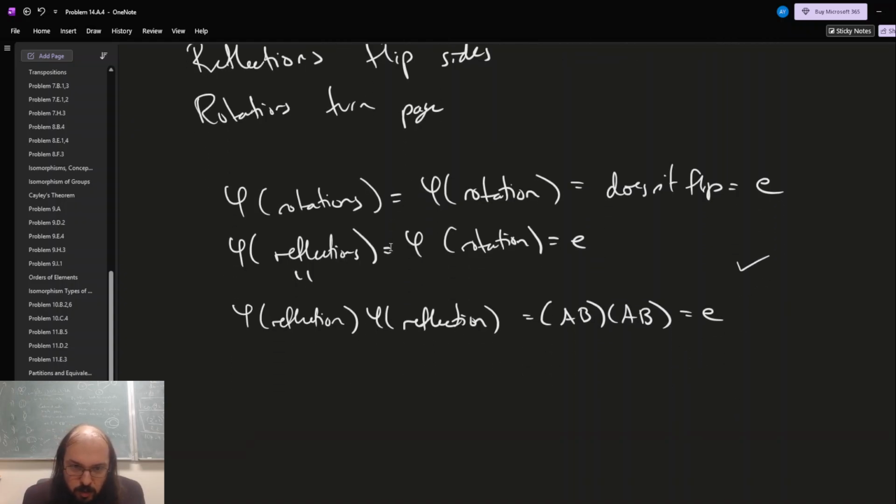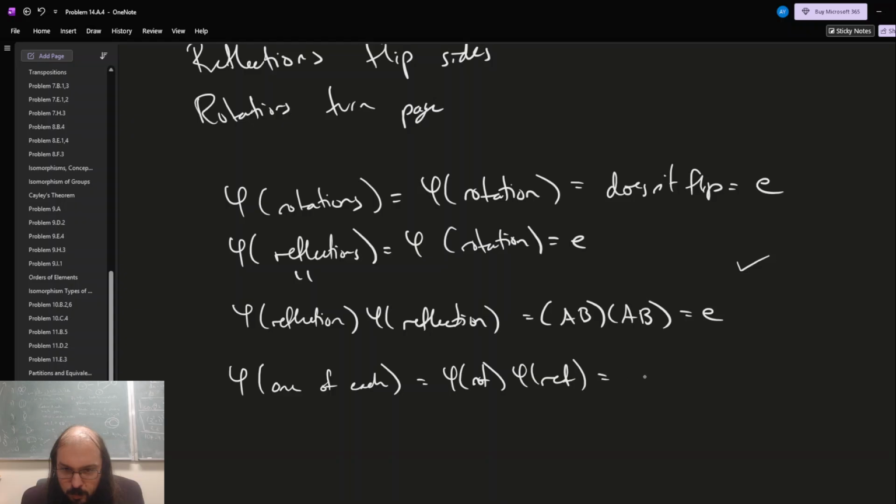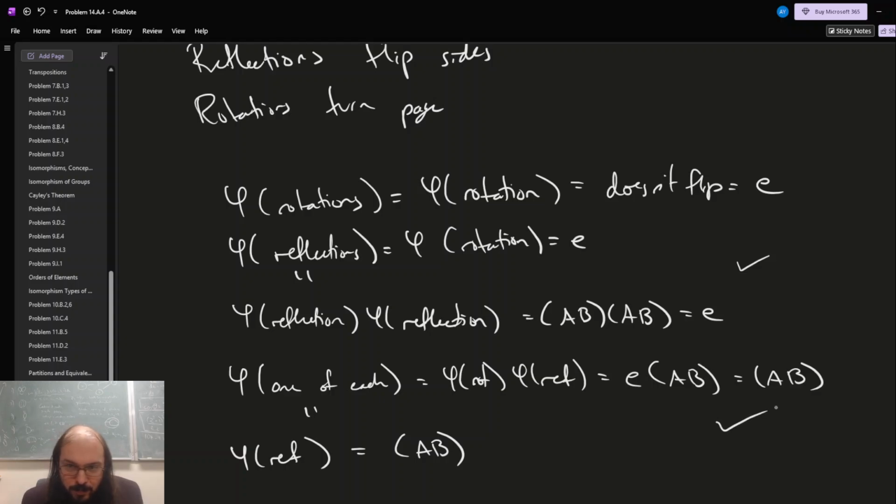The last thing we have to do is consider what happens if I have one of each. This becomes phi of a rotation and phi of a reflection, which gives E times AB, right, from the reflection, which is AB. And using our geometry, we know that this is also a reflection, which gives the non-trivial permutation. So in each case, the equation is verified.